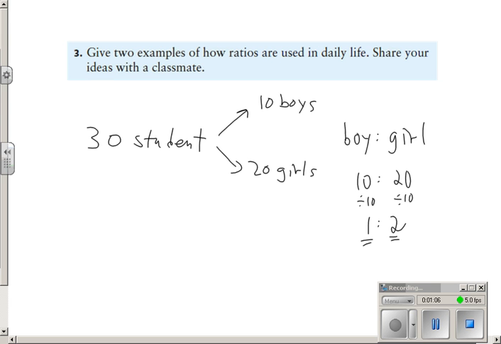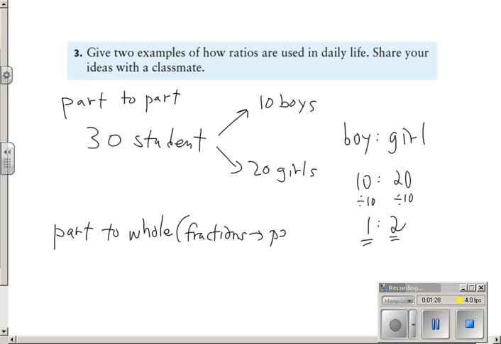What's another way we could use it? Well, this is, by the way, an example of a part-to-part ratio and how it can be used. Another example is part-to-whole ratios, and those are really what we call percentages, or fractions, which of course we all know can be changed to percentages. So there are infinite uses for these types of ratios in our daily life.